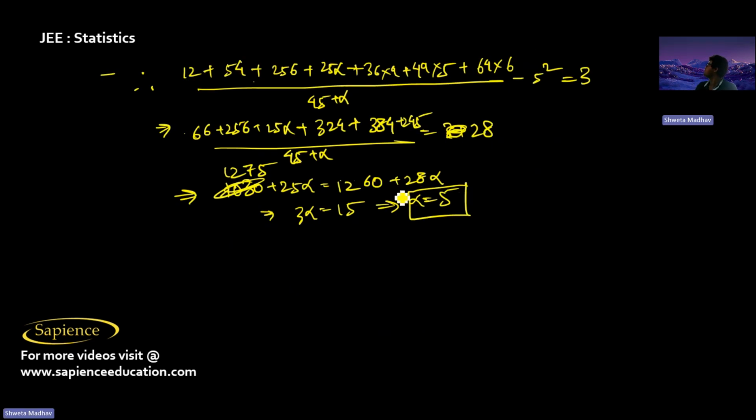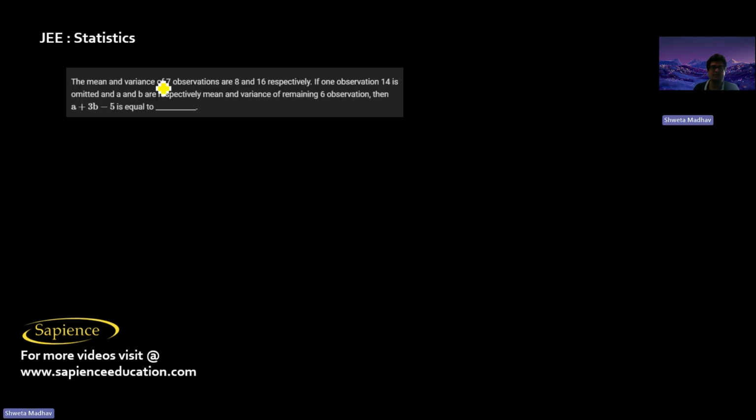Then here it is told the mean and variance of 7 observations are 8 and 16 respectively. Mean of summation xi by 7, that is x bar, is equal to 8, and the variance sigma square is equal to 16, that is told. If one observation 14 is omitted and A and B are respectively the mean and variance of the remaining 6 observations, then A plus 3B minus 5 is equal to.